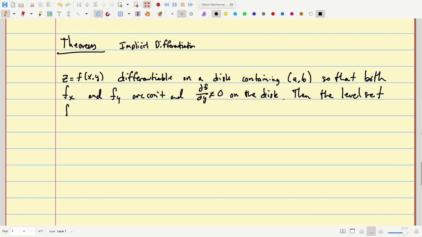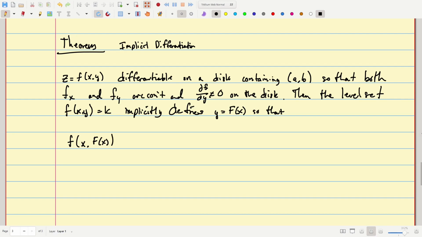Under these conditions, the level set given to us by f of x, y equals k implicitly defines y equals capital F of x, so that we have the expression given here at the point (a, b), and the function has the following property.